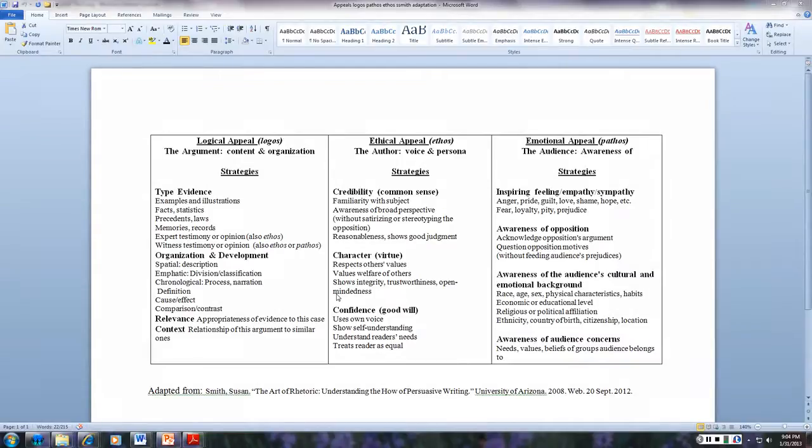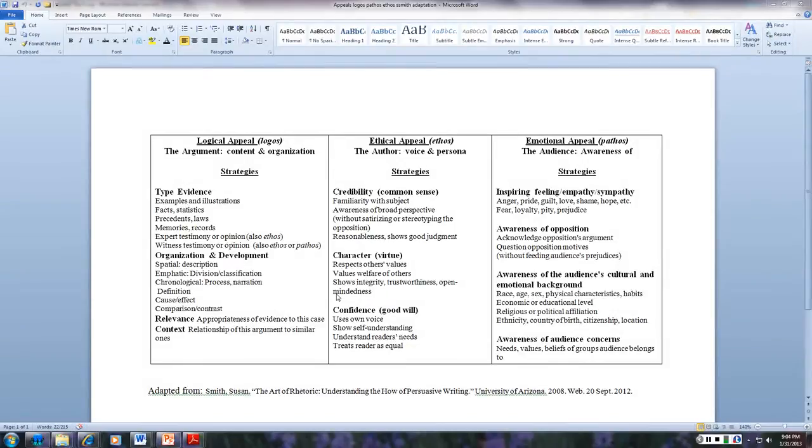So let's look first of all at what a logical appeal is, or logos. It involves the argument itself, its content, and its organization. It includes the type of evidence, the organization and development of that evidence, whether or not the evidence we use is relevant, and the relationship of the argument to the larger context, whether that is scholarly or social or political, whatever context you are working within.